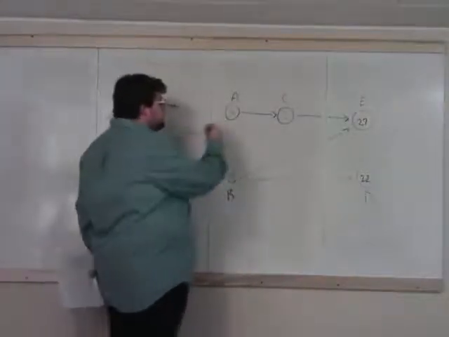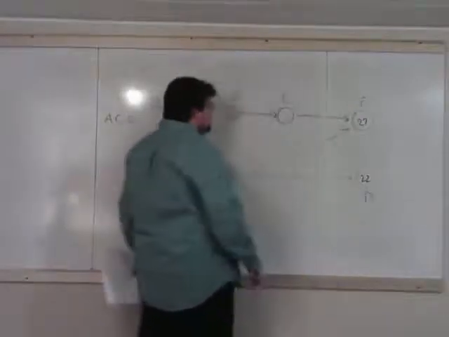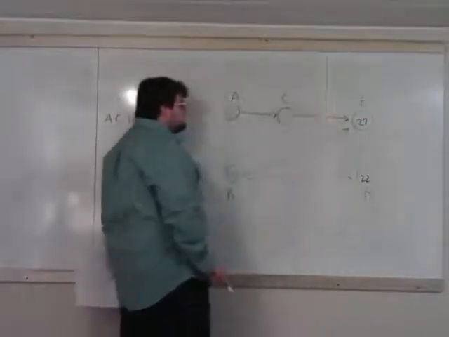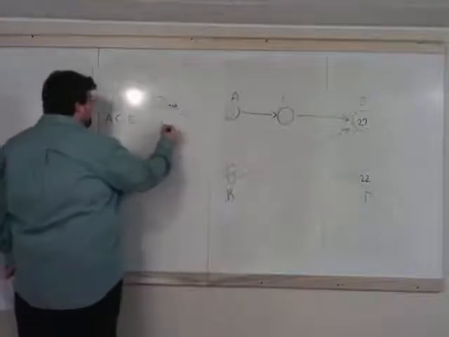ACE takes 13 plus 15 plus 27. 13 plus 27 is 40, and 40 and 15 is 55.